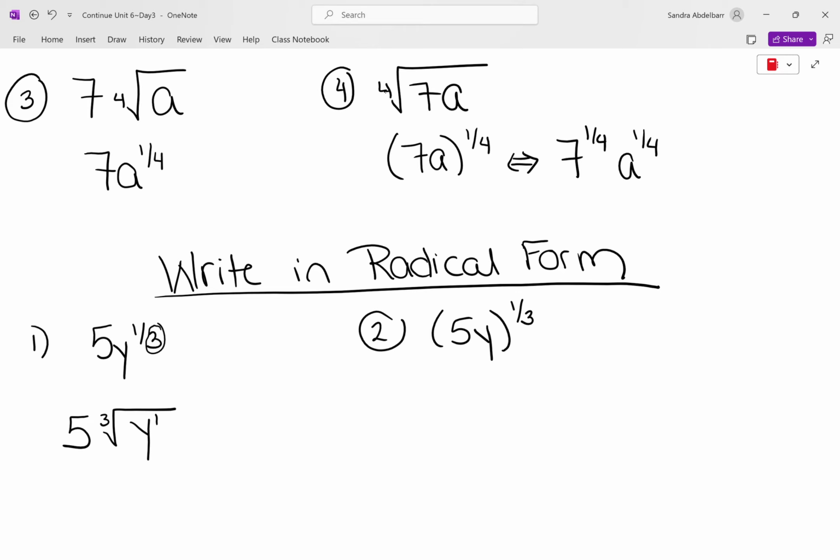Okay, what about this? Is everything under the radical this time? Yeah, so we're going to have the cubed root of 5y.